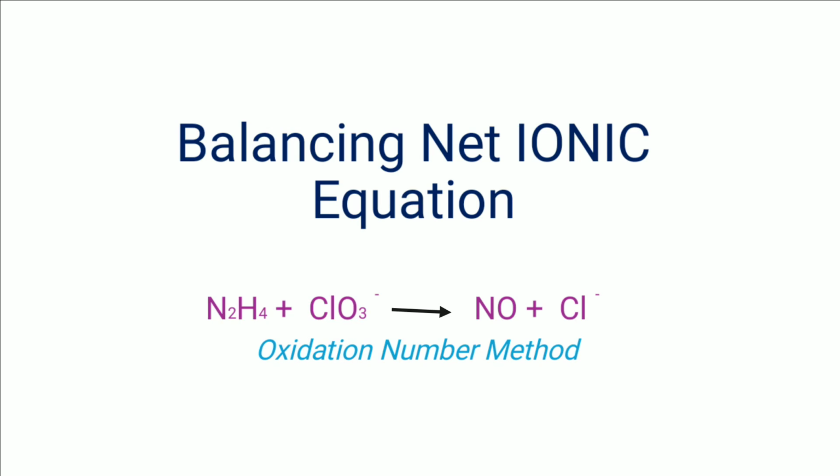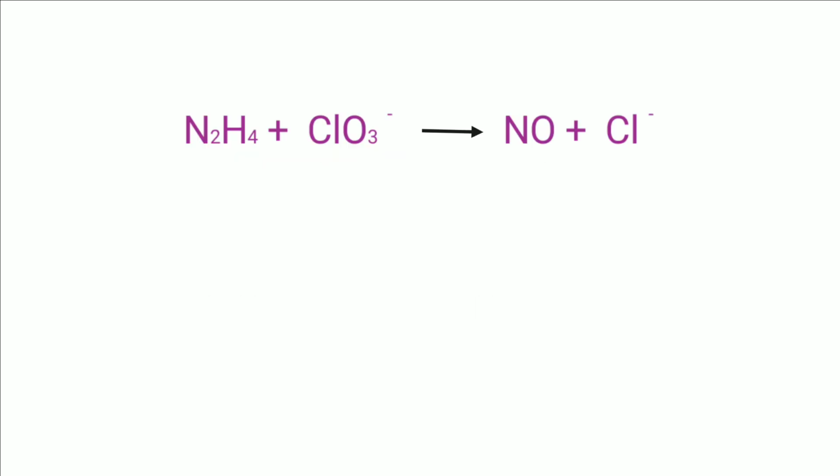Friends, let's balance another net ionic equation. This equation is for the reaction between hydrazine and chlorate to form nitric oxide and chloride. This equation we can balance by the oxidation number method. First of all, we assign the oxidation number for all the atoms present in the equation.